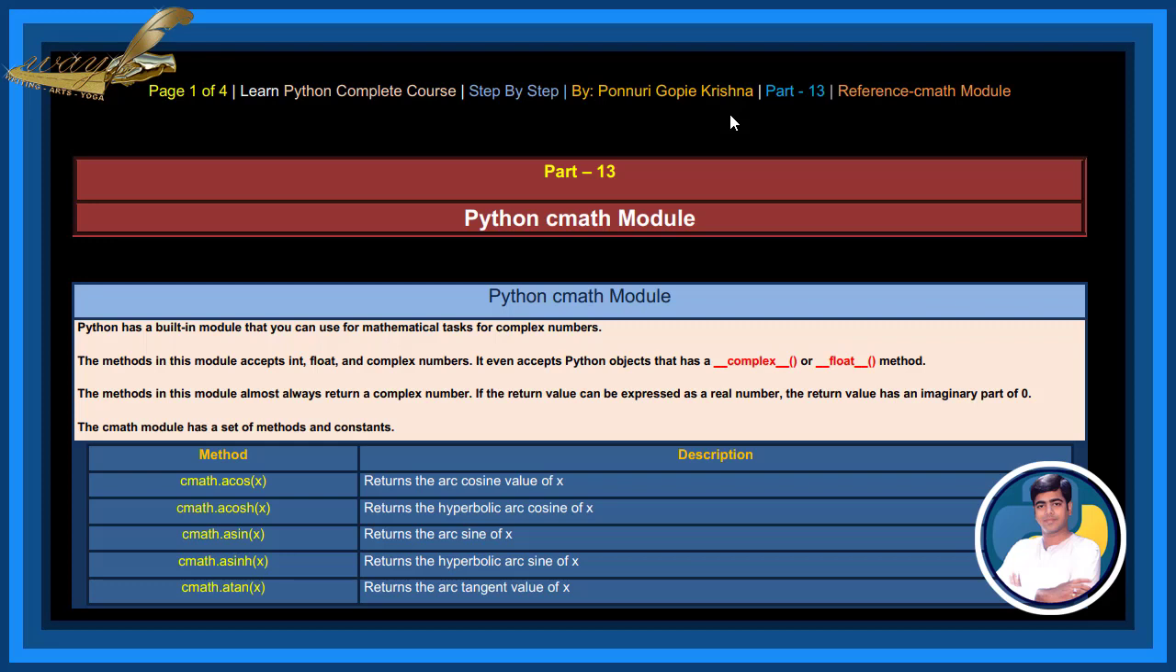It even accepts Python objects that have a __complex__ or __float__ method. The methods in this module almost always return complex numbers. If the return value can be expressed as a real number, the return value has an imaginary part of 0. The cmath module has a set of methods and constants.